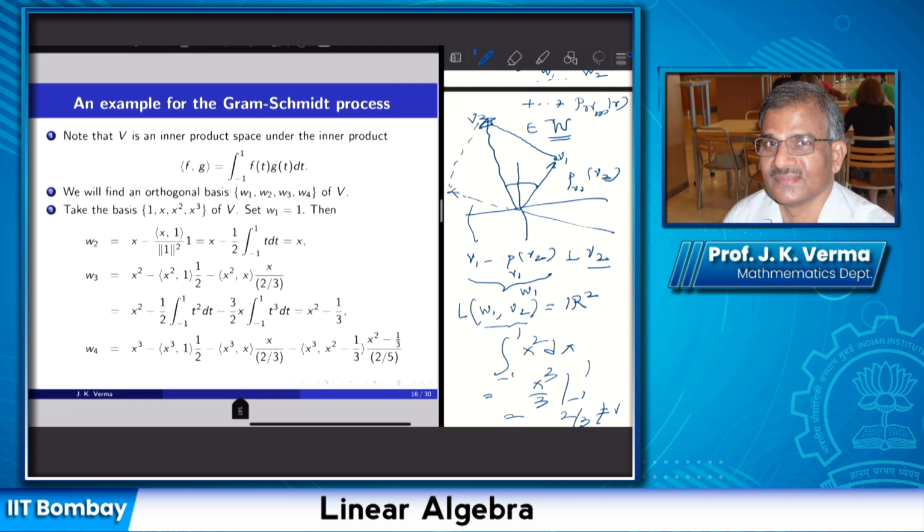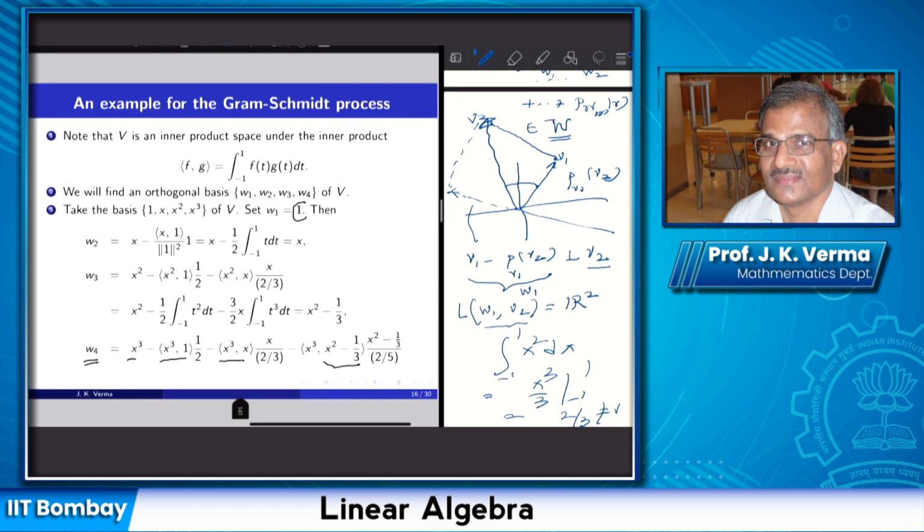Now because it's a 4-dimensional space, we have to construct one more vector W4, and you see 1, x, and x square minus 1/3 don't contain x cube. No linear combination of 1, x, and x square minus 1/3 can give you x cube. So x cube is outside the linear span of these 3 vectors, and therefore I can start with x cube and take the projection of x cube in the direction of 1, the projection of x cube in the direction of x, and the projection of x cube in the direction of x square minus 1/3.